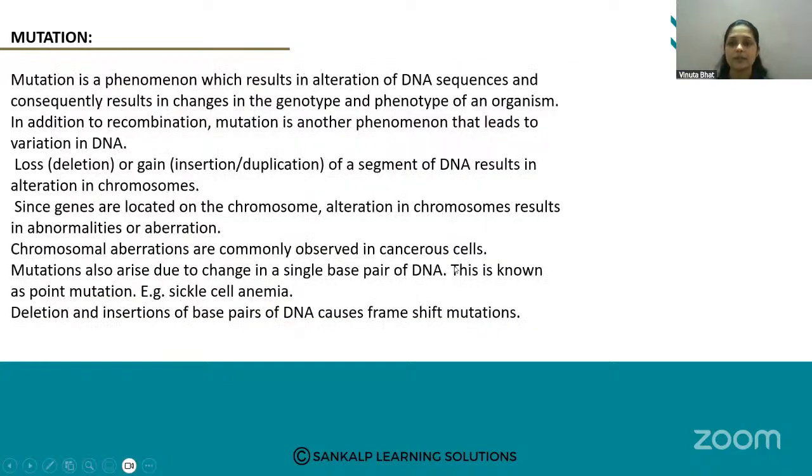So this is about sex determination in different organisms. We have studied sex determination in birds, Drosophila, mammals, and the grasshopper, right? These are the sex determination methods in the different organisms.